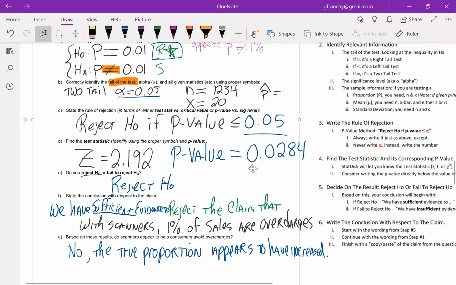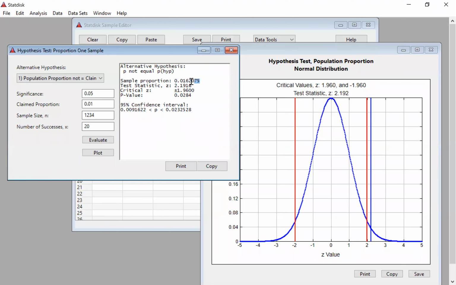If we were to go back to Statdisk, what we do see right there was our sample proportion. Our sample proportion was 1.62%. So we ended up here having a higher percentage of overcharges, and it was a statistically significantly higher percent of overcharges.